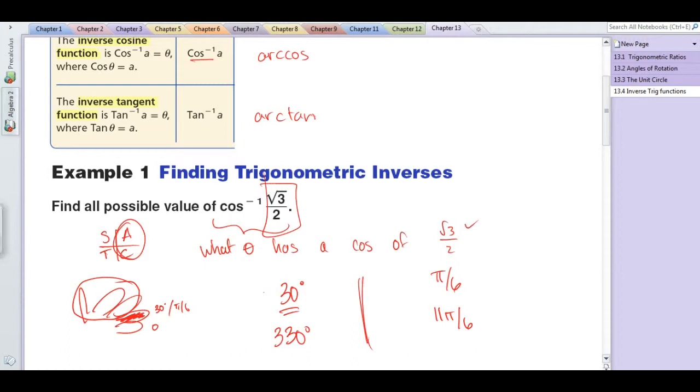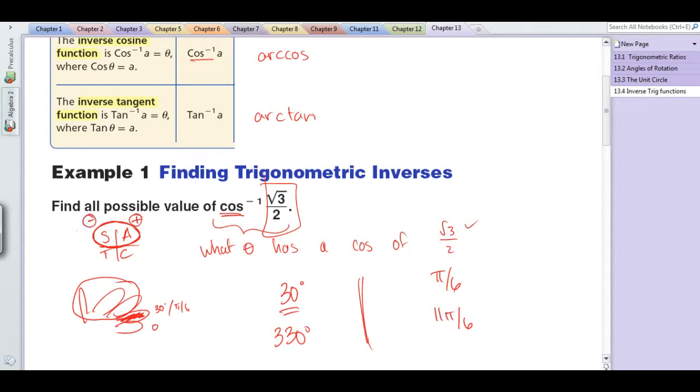Now, funny thing happens is because you're arcing, you actually limit yourself to an answer. So this said find all the possible, and they're leading to a part where if you are going to find an arc cosine problem, you will actually limit yourself to these 2 quadrants, right? If it's positive, you're going to tell me the answer in quadrant 1.